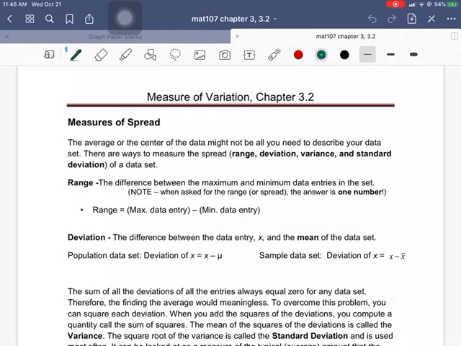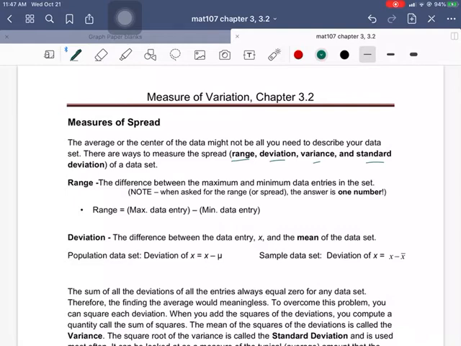Okay, more in chapter 3 is once we have the center down, we want to talk about the spread, the measure of variation. How much do the data points vary amongst themselves? What's the spread? What's the range? Apparently, we're going to do range, deviation, variance, and standard deviation.